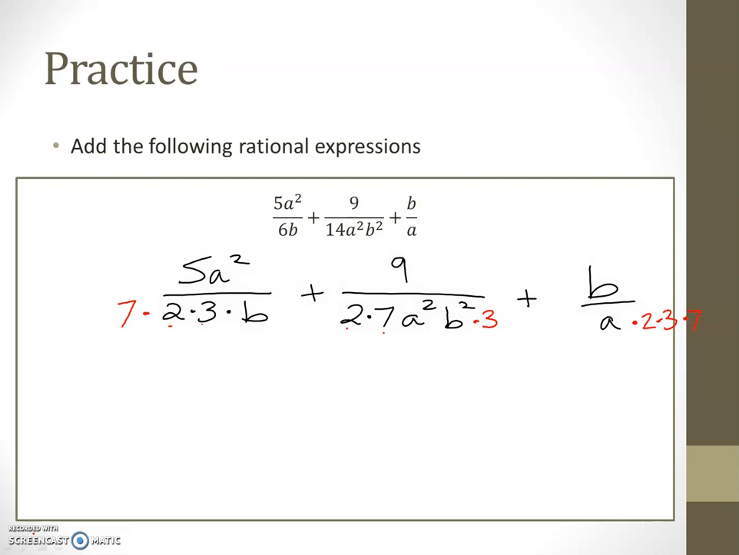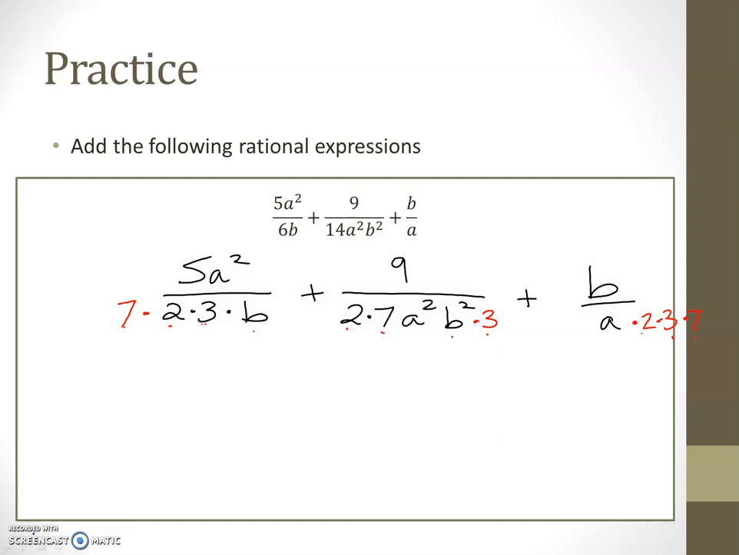All of my fractions have a 2, a 3, and a 7. Oh, I forgot to mark that 3 there. So numbers, we're all good. Okay? Now, I can look at this one over here on the left. I see it has a b. This middle one has a b squared.